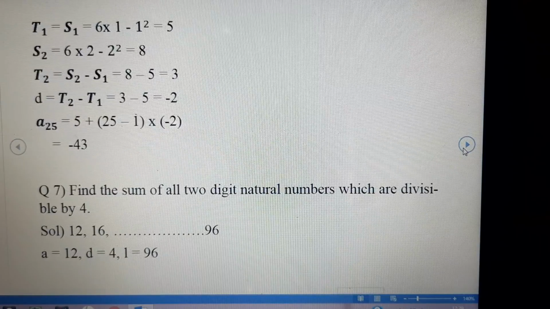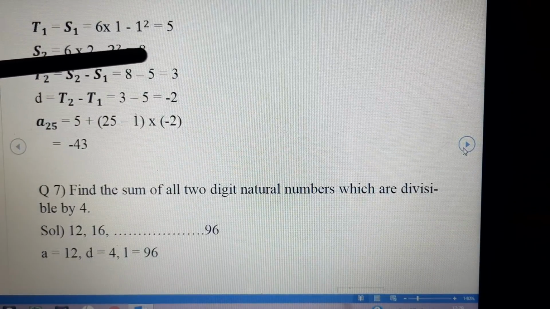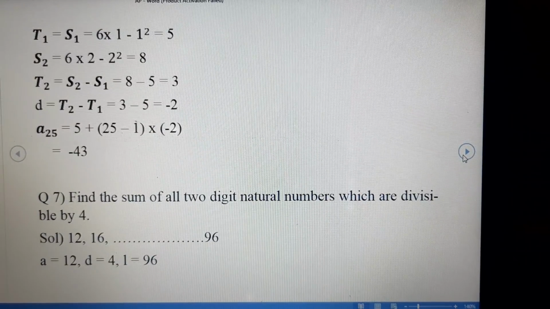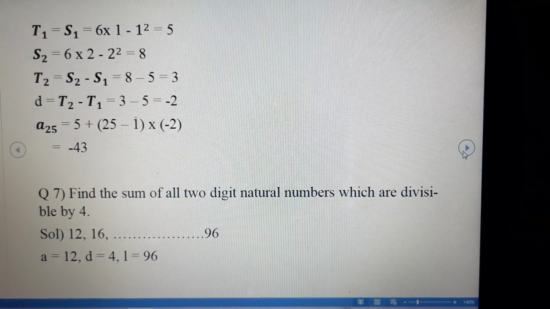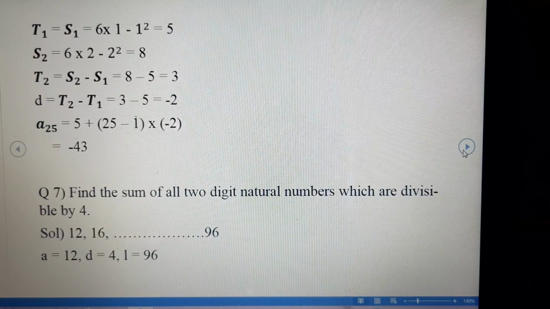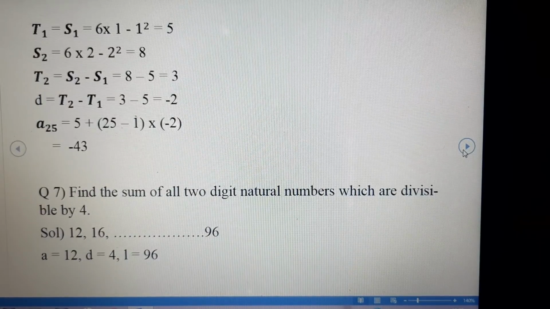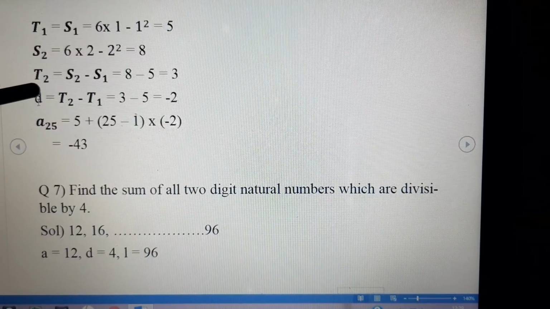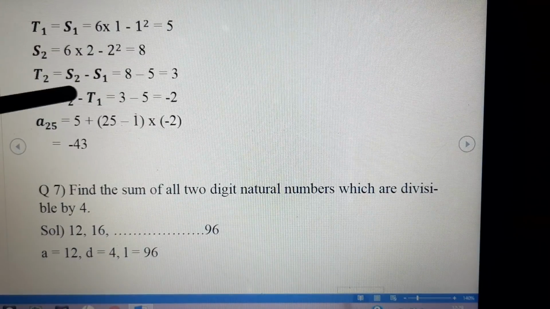S2. Clear? So S2 is equal to 6 into 2 minus 2 square. That means 8. Are you getting it? Now S2 means we have added T1 and T2, and T1 means first term. So if we subtract S1 from S2, S2 minus S1 will be the second term.